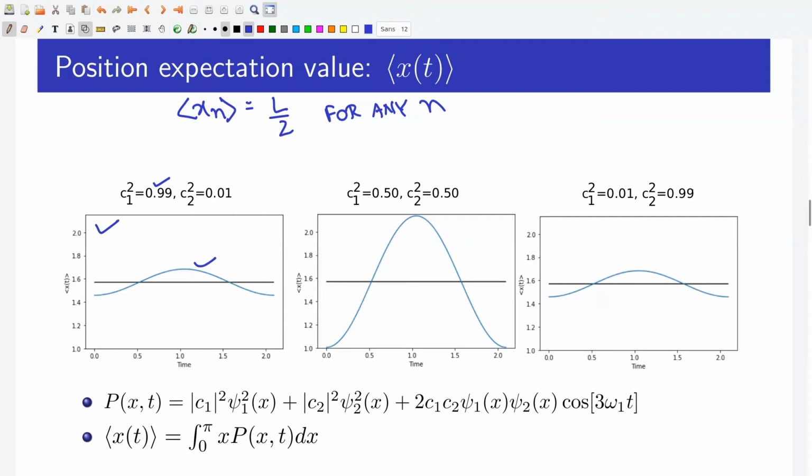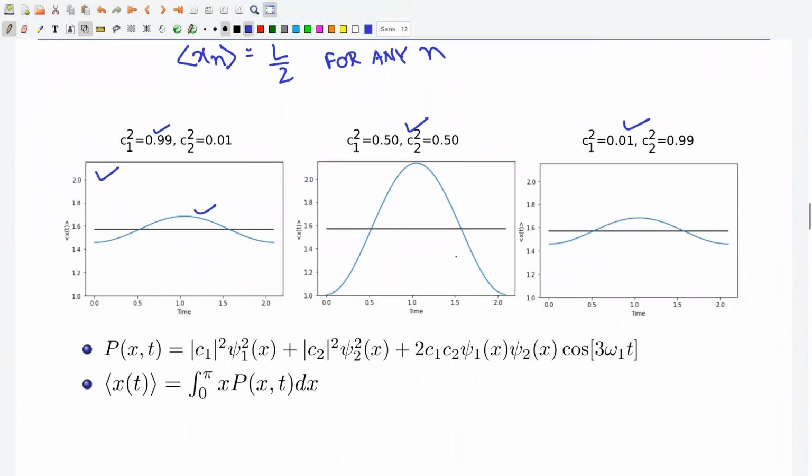Similarly, the third plot is for a wave function similar to a stationary state, in this case, the first excited state. Note that it is exactly the same as the first plot because the position expectation value is the same for any stationary state. It does not matter whether this is a ground state or first excited state. In the second plot, the wave function is a 50-50 mixture of the two eigenstates. In this case, the blue line deviates significantly from the black line, which represents the stationary state.